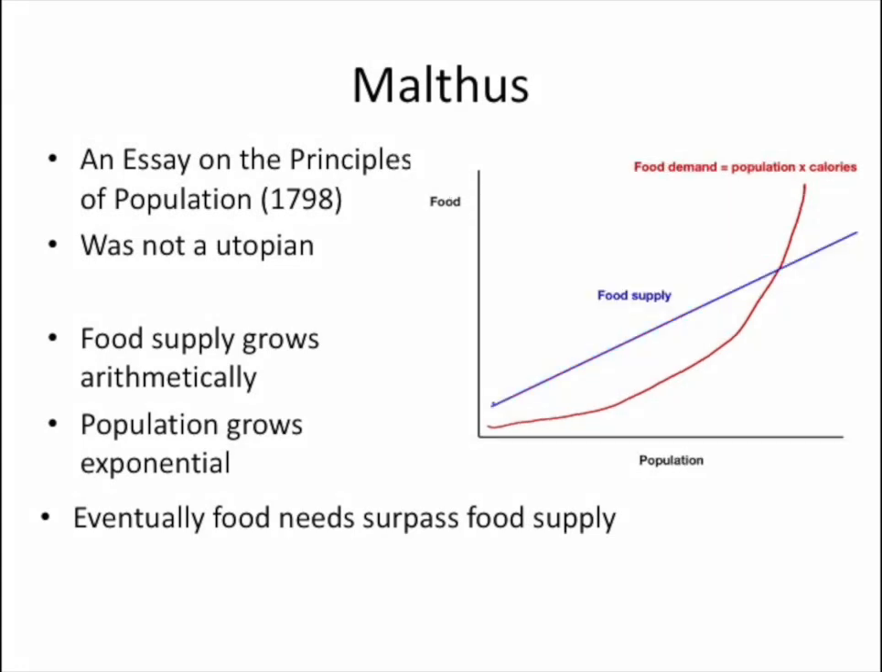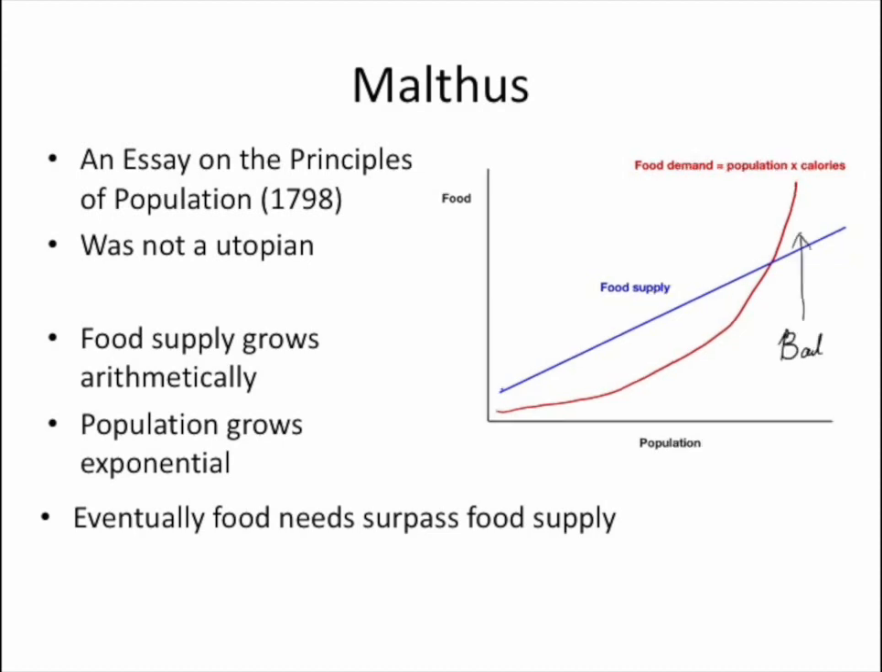Malthus believed that food supply would not grow exponentially. Food supply, in this case, he believed would grow linearly. So food supply, while initially above that of population needs, would eventually reach the point where population and food demand would outstrip the ability to supply that food. At some point, food demand would be above food supply, and that would be bad.